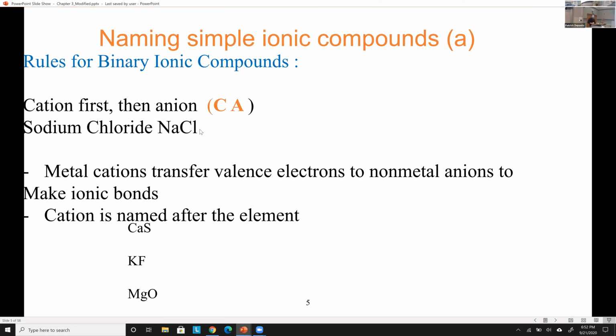And then if you look at the periodic table, the element Cl is what? It's chlorine, right? Not chloride. So there's something different there. And if you guess that, you're right. And that difference is the ending.